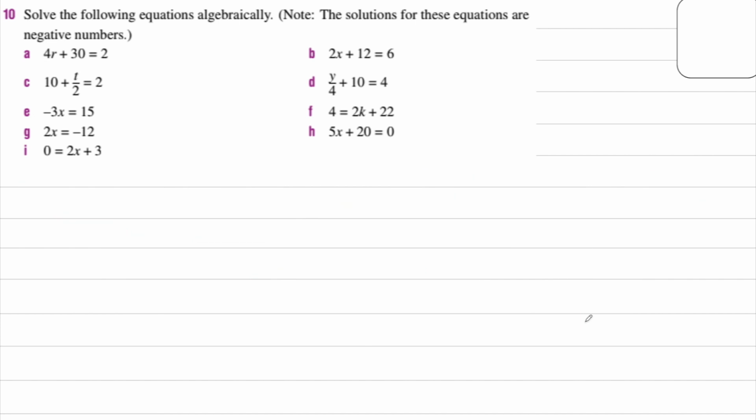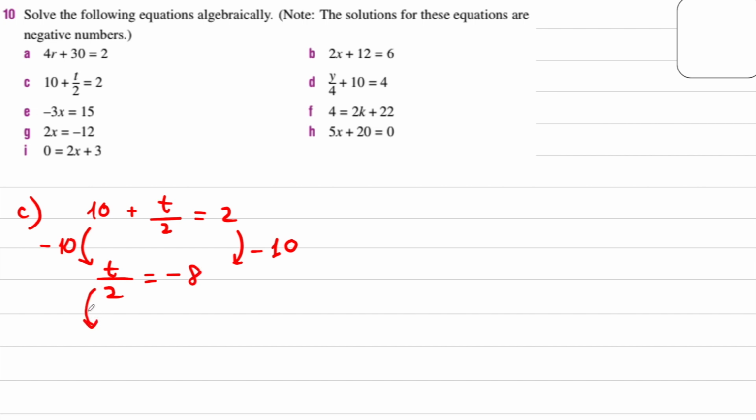Question C. About question C, we got 10 plus t over 2 equal to 2. Minus 10, and this is minus 10. And t over 2 equal to minus 8. t over 2 means multiply by 2 here, multiply by 2 here. This is t, and this is minus 16. This is question C.